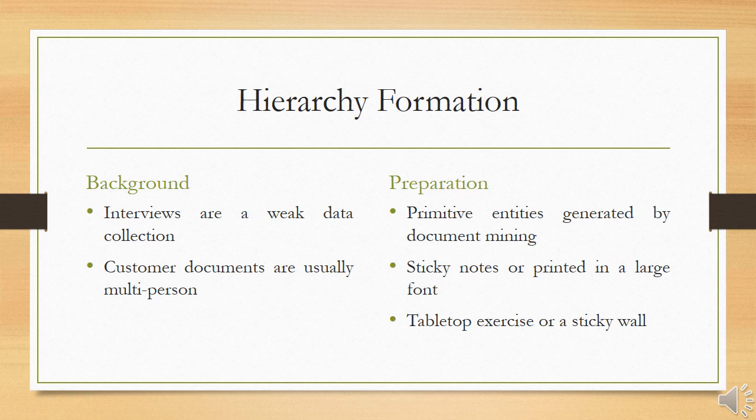Preparation: put the names of primitive entities generated by document mining onto sticky notes or printed in a large font and cut into separate pieces for a tabletop exercise or sticky wall. 28 point Times New Roman works for tabletop. 72 point Times New Roman works for sticky wall. Include some information that ties each primitive back to the Excel listing. That is the row number or the source document name, and the page number.